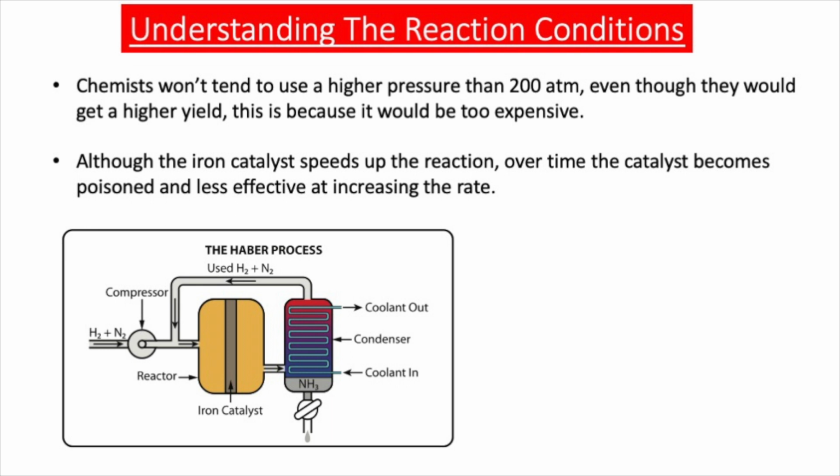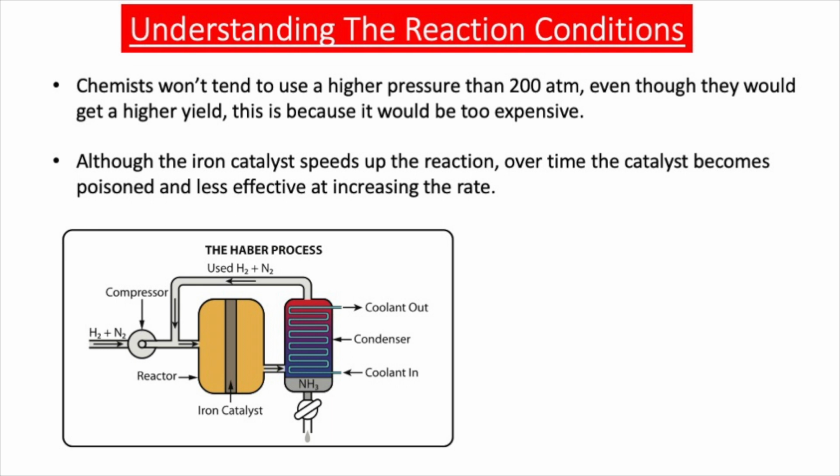Now, the forward reaction between nitrogen and hydrogen to make ammonia is exothermic, and that means heat energy is given out, and chemists are able to make use of this because they're able to recycle this heat energy, which ultimately saves money and saves energy, because you don't have to keep heating the nitrogen and hydrogen up to between 350 and 450 degrees C each time.